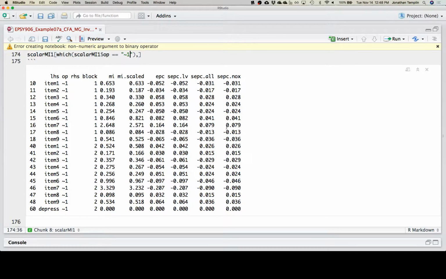You'll see by block, it says block 1 and then block 2. Block 1 represents the first group that shows up in the output. Block 2 represents the second group. And you'll note that each of these talks about whether or not you free one of these means. But because we have two groups, if you free the intercept for item 1, you can only free it once. You effectively free the other one too. So this is sort of redundant information in some regard.